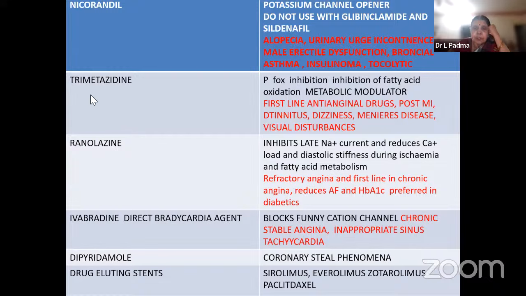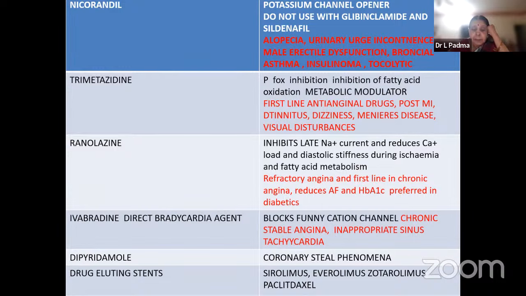So this is a small one of the novel agents: nicorandil, trimetazidine, ranolazine, and ivabradine, a direct bradycardiac agent which blocks funny cation channels, hence used in inappropriate sinus tachycardia mainly, also used in chronic stable angina.